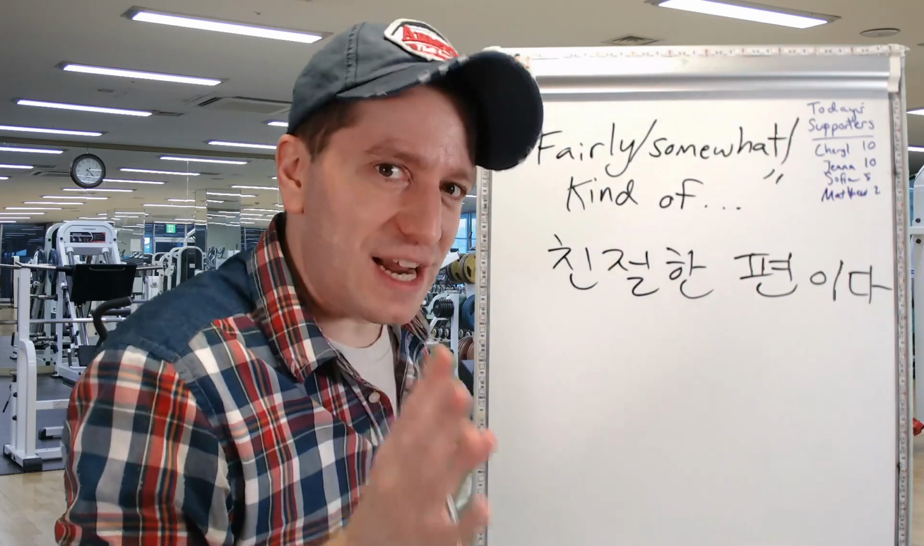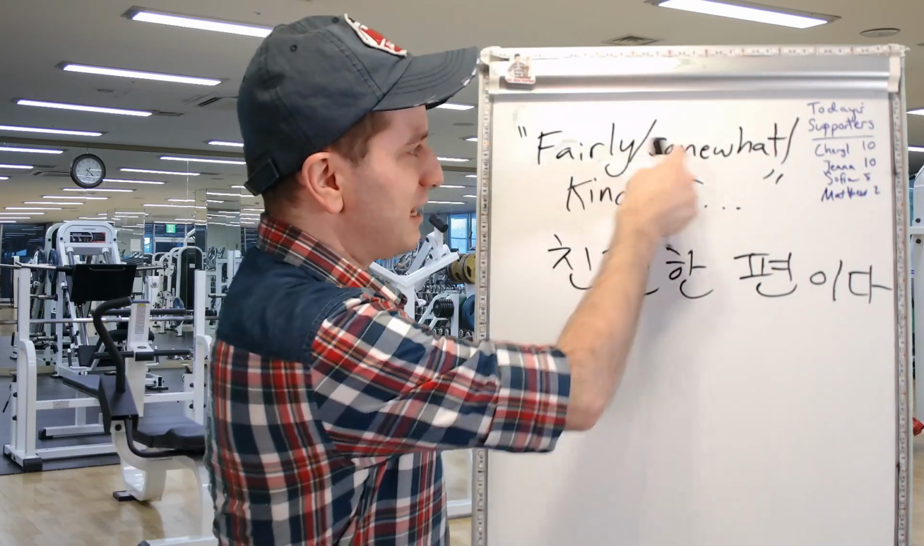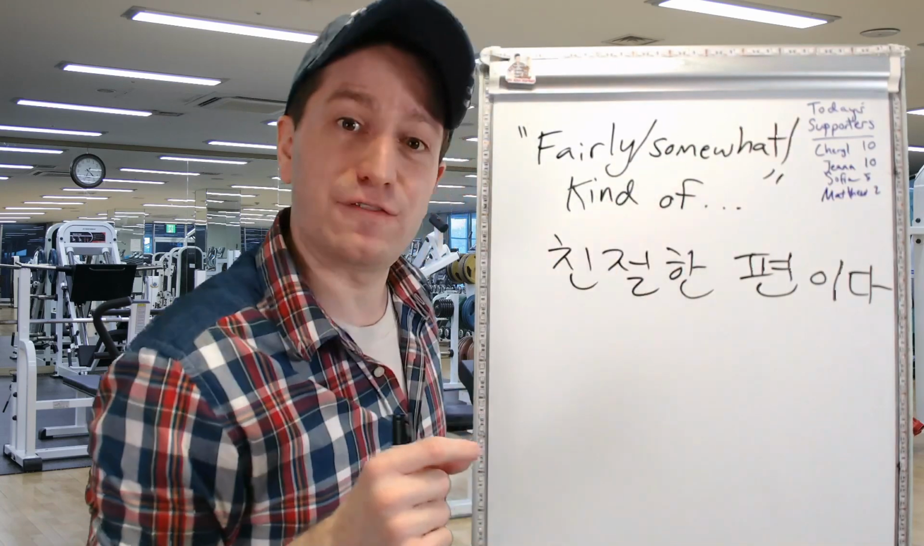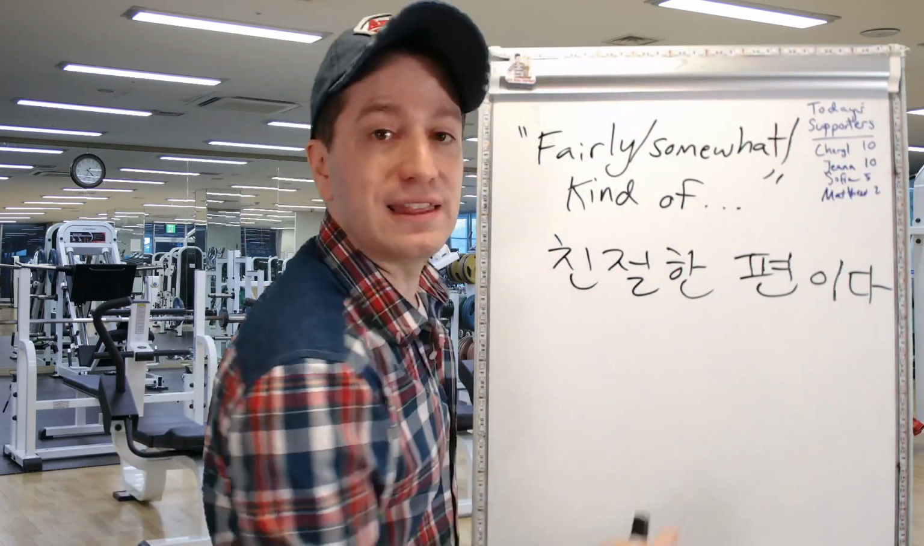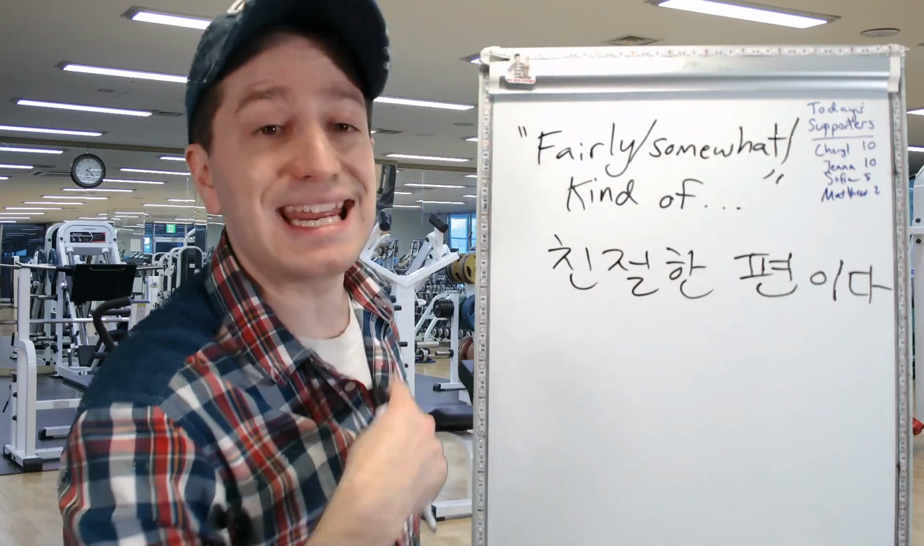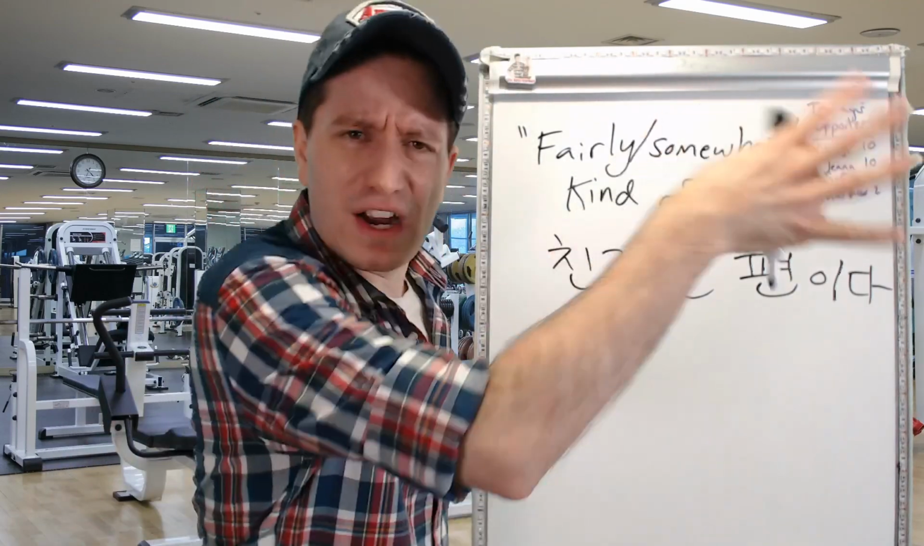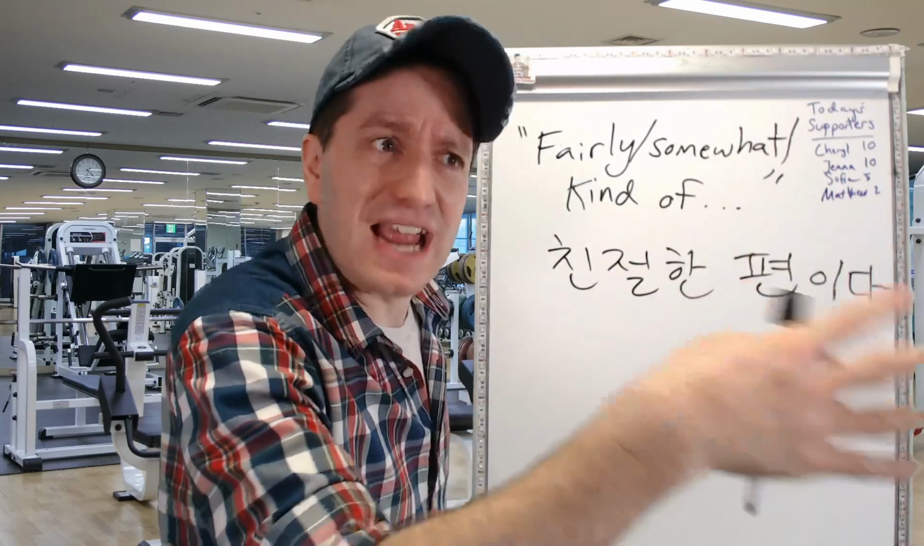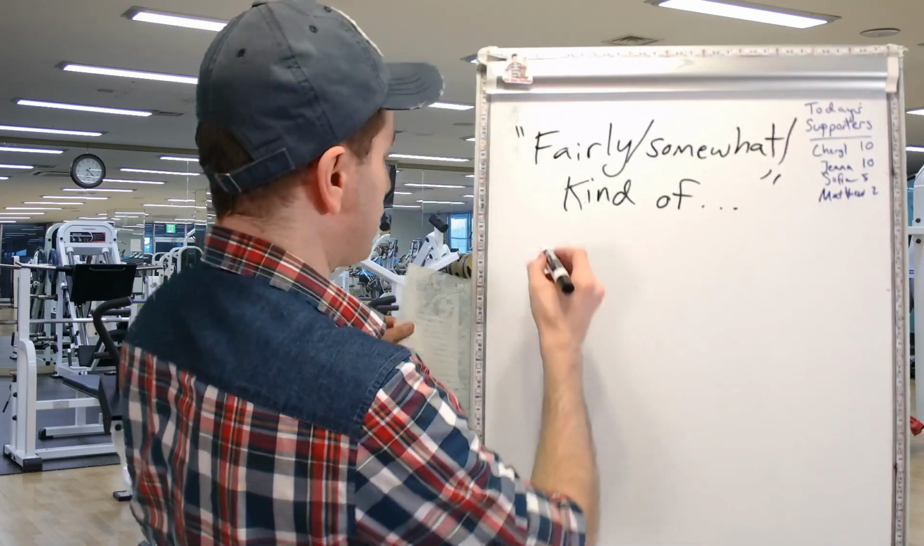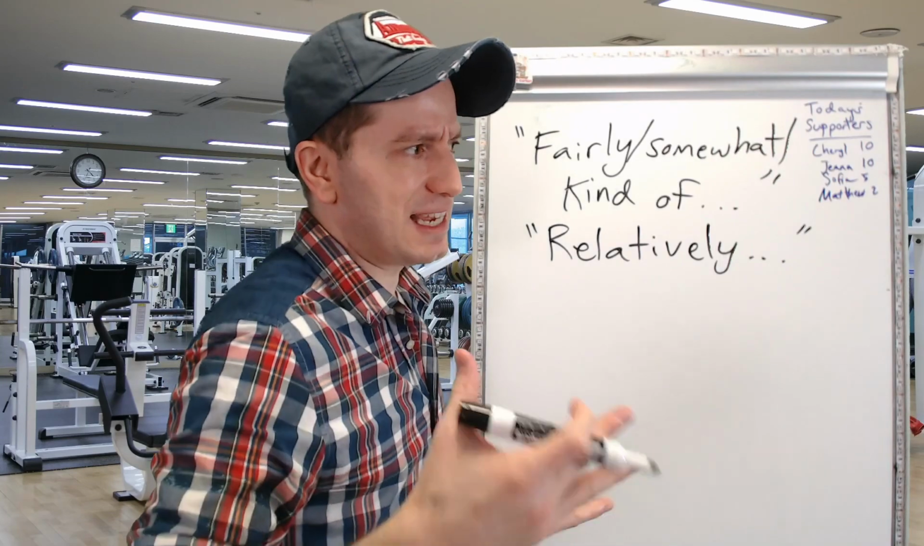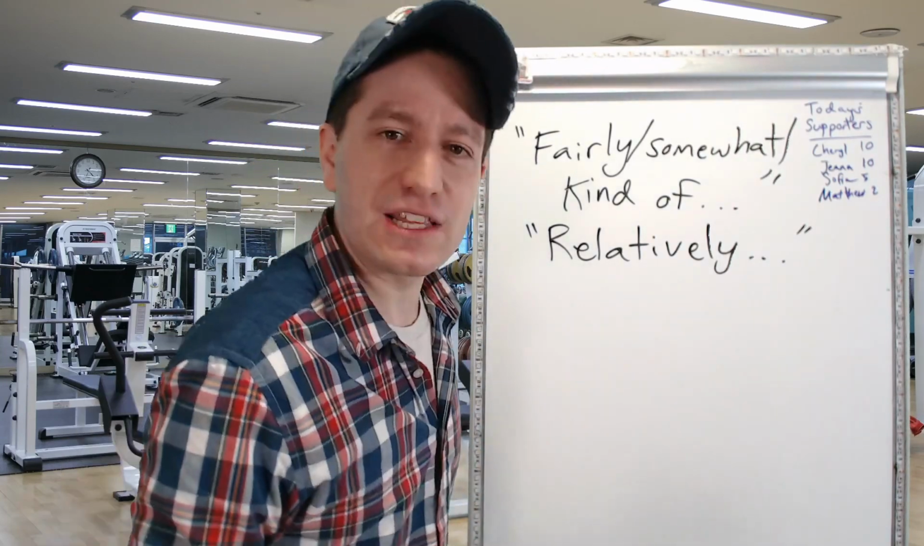But it won't always translate to that. He or she is fairly, somewhat, or kind of friendly. You're not saying they are friendly, but when you're using this form, you're just stating it as your opinion. Yeah, they're fairly friendly. They're somewhat, or they're kind of friendly.